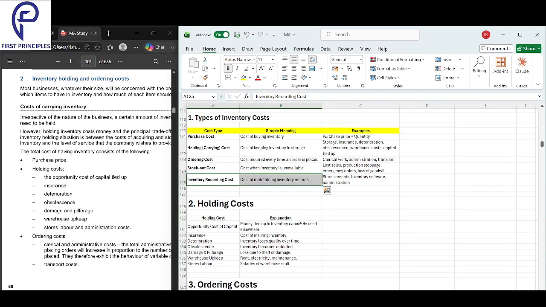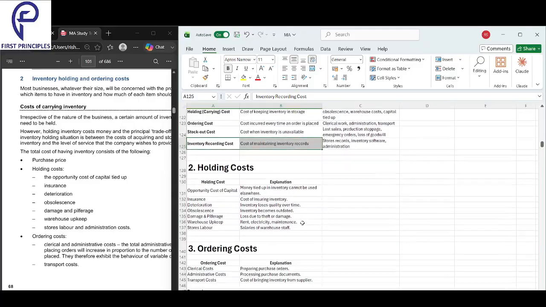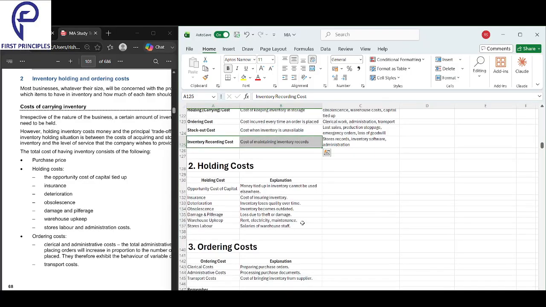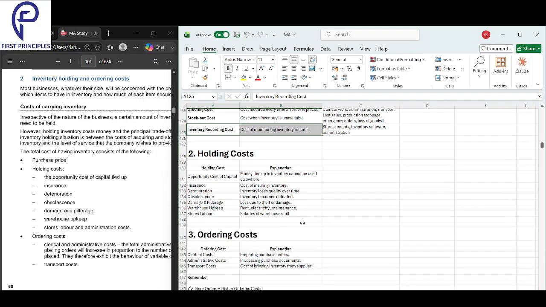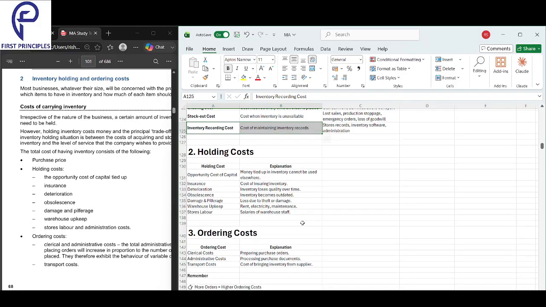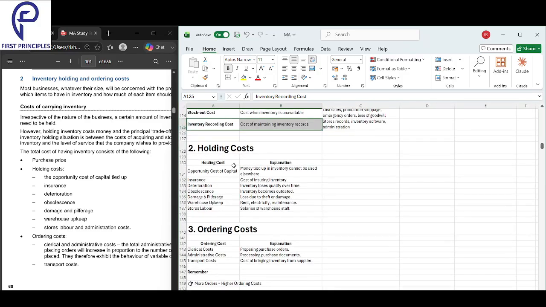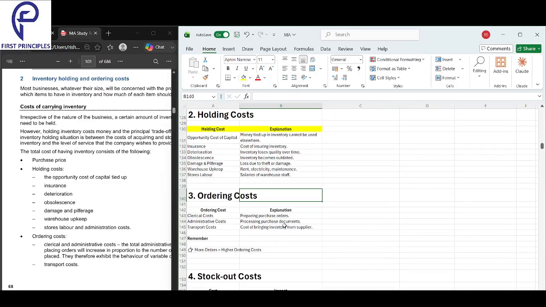Then inventory recording cost. I need someone to keep proper books of accounts: how many watermelons I bought, how many I sold, and a clear understanding of everything. So purchase cost, buying it; holding cost, storing it; ordering cost, we are placing an order; stock out cost, when the inventory is unavailable; inventory recording cost, the cost of maintaining your inventory records. Very important.